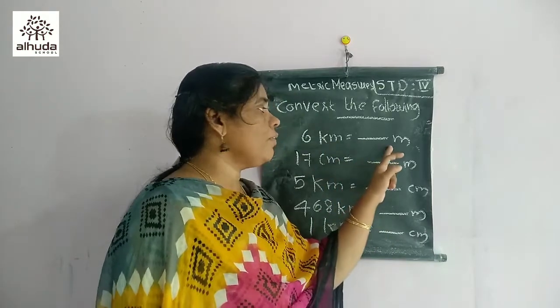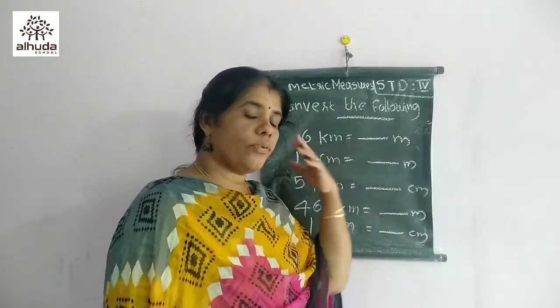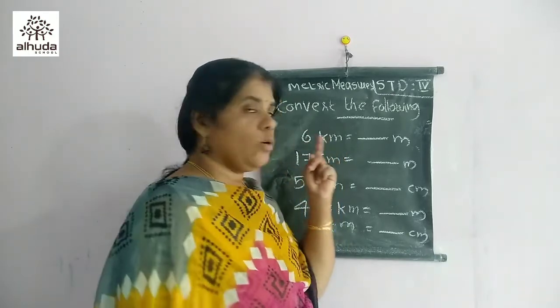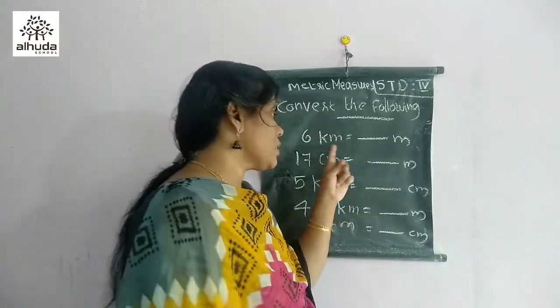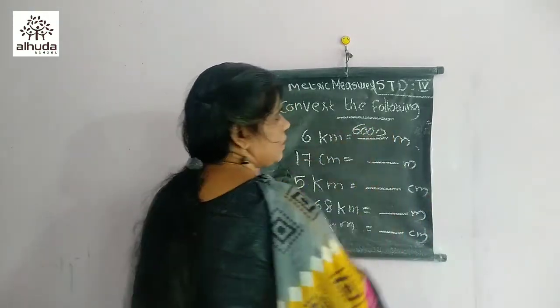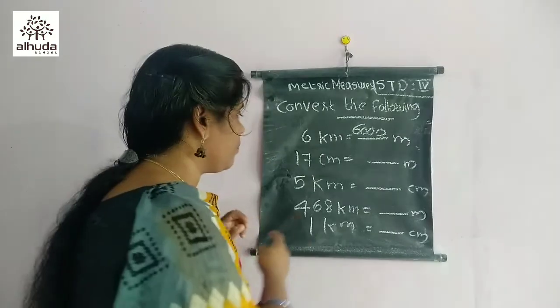6 kilometer we want to convert into meter. For that we should know the basic idea. What is that? 1 kilometer is equal to 1000 meters. So 6 kilometer is equal to 6 into 1000 meter. That is 6000 meter.